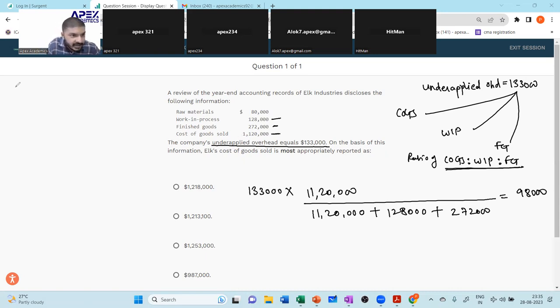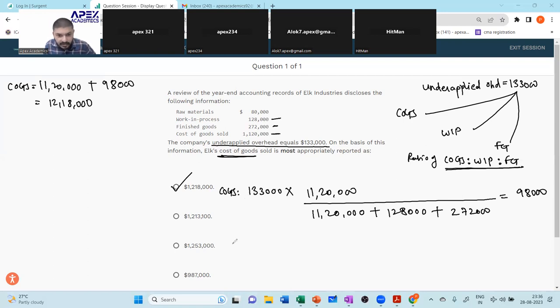What is your existing COGS? 11,20,000. To that, I am requesting you to add 98,000. So how much will you get? 1120 plus 98. What is your answer? 1218. So this is your answer. But they are asking you only COGS.